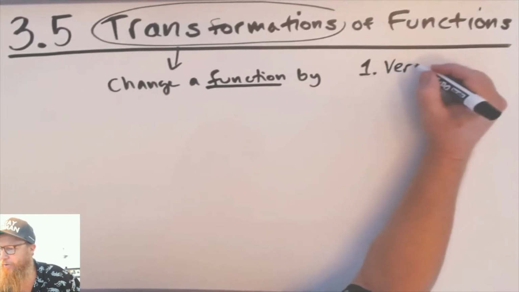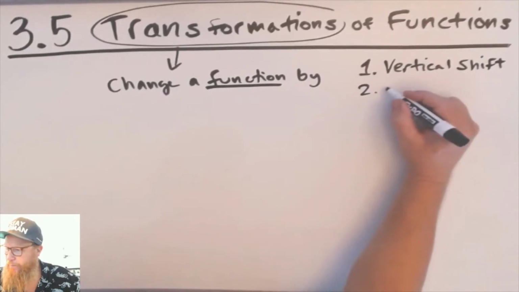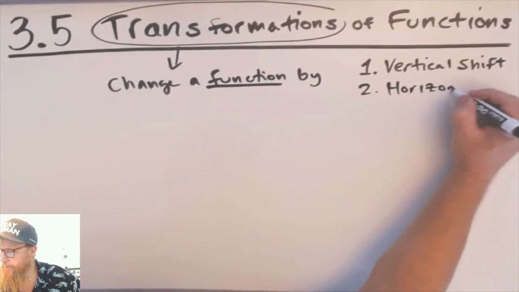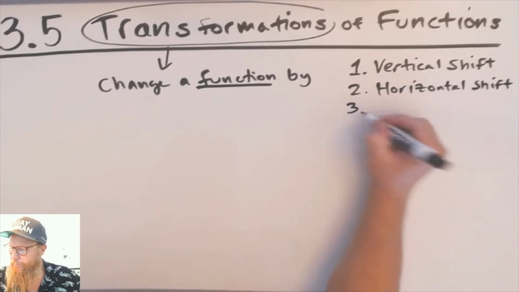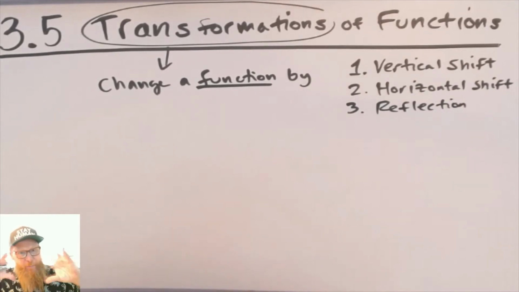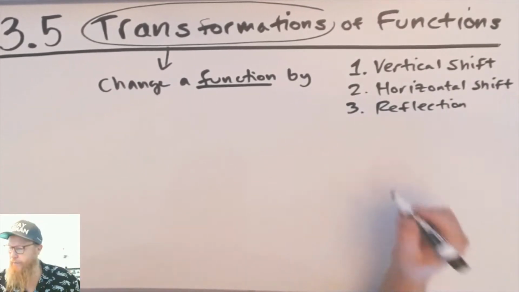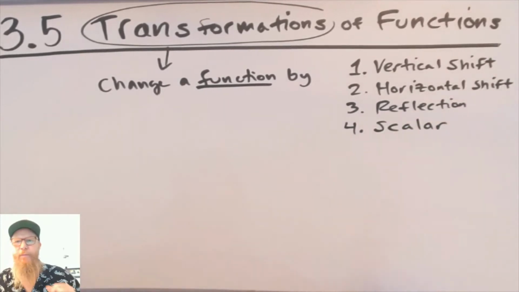There is a vertical shift, up and down, a horizontal shift, left and right, a reflection. It's like a mirror image, flipping something upside down or flipping it sideways. Or a scalar. I guess you could say scalation or something. I'll just call them scalars. A scalar, we'll get to it later in this lesson, means to stretch or to compress the graph, shrink it down to a smaller size.